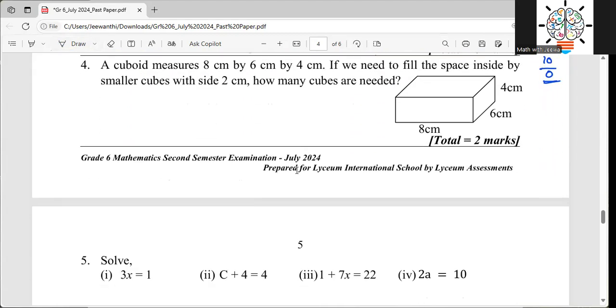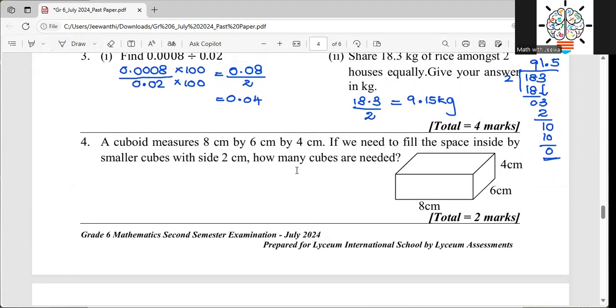So then we will move to question number 4. A cuboid measures 8 centimeter, 6 centimeter, 4 centimeter. If we need to fill the space inside by smaller cubes of 2 centimeter, how many cubes are needed? First of all, we want to get the volume of the cuboid.